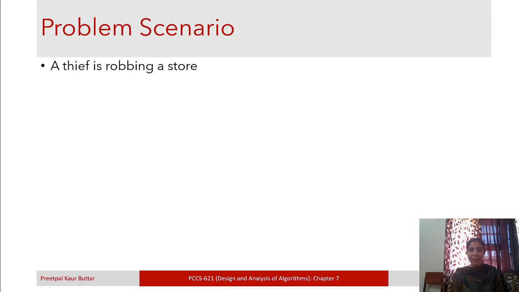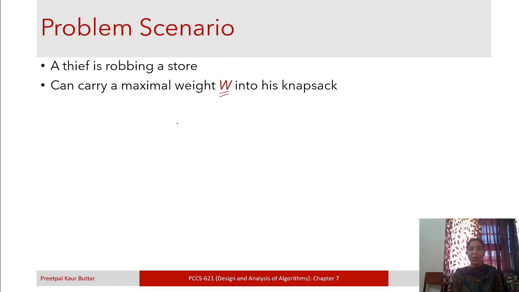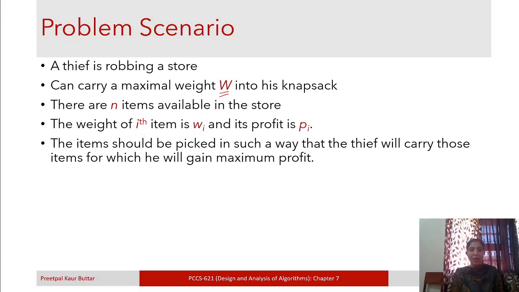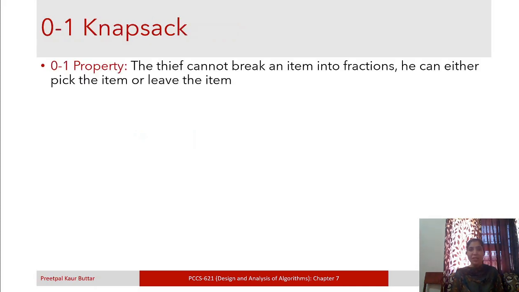In this problem we have a thief who is trying to rob a store, and he has a knapsack in which he can carry a maximal weight equal to capital W. In the store there are n items available, and we are also given the weight and the profit of each item. The thief wants to pick the items in such a way that he gets the maximum profit. So this is our problem scenario, and this is 0-1 knapsack.